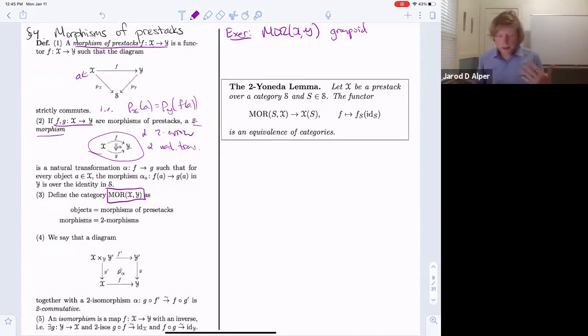And due to this extra two-level structure that we're dealing with, we also need to change our notion of commutativity, because if you look at this picture here, you can compose in two different ways. And so you have these two functors, two different maps from this to here, and we don't always want to declare that they're equal. So we say that a diagram is two commutative if there is a two isomorphism between their compositions. And the two isomorphism is part of the data of a two commutative diagram.